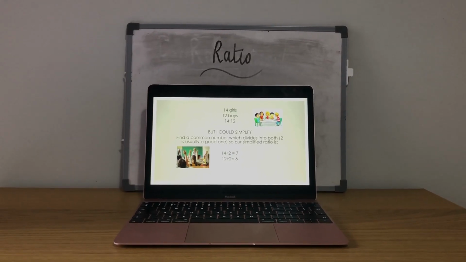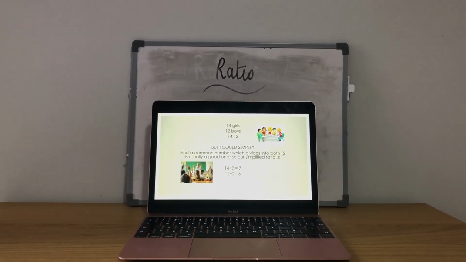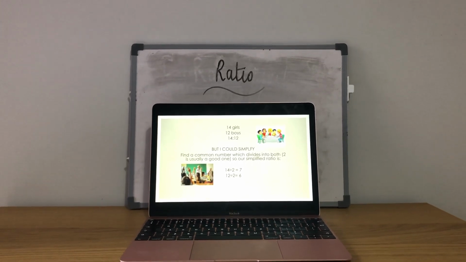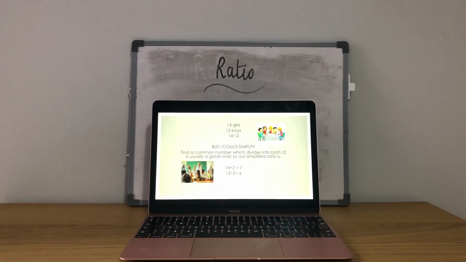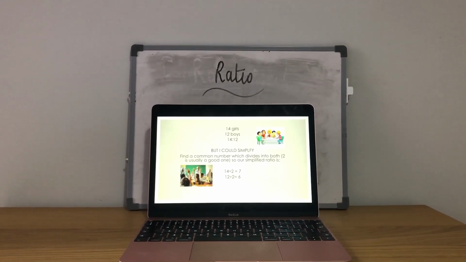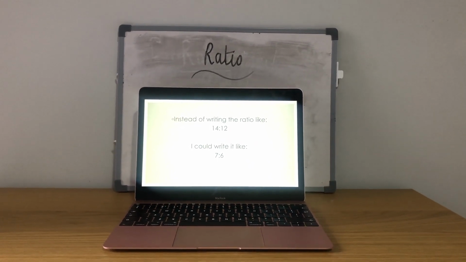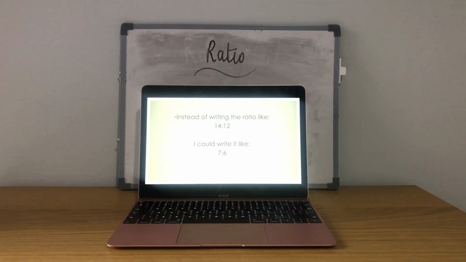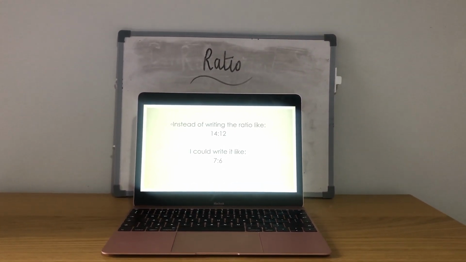We can make ratios easier. Let's have a look at an example. I have a class of children. 14 are girls and 12 are boys. Both 14 and 12 can be divided by 2. So 14 divided by 2 I know is 7, and 12 divided by 2 is 6. So instead of writing the ratio 14 to 12, I could write it as a simplified version of 7 to 6. It is just a simpler way to say the larger numbers.